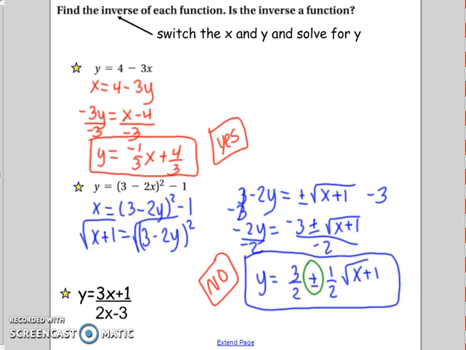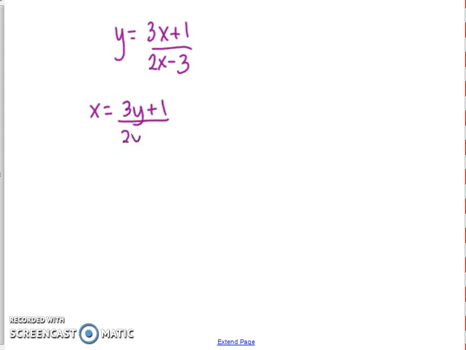Okay, so we're going to do the last one, but I'm going to do it on another page so I have more space. So it was y equals 3x plus 1 over 2x minus 3. So what we're doing here again is switching the x's and the y's. So I'm going to get x equals 3y plus 1 over 2y minus 3. Now this might seem tricky because you have y's on the top and the bottom. So we just want to get rid of our fraction. So first we're going to multiply both sides by 2y minus 3.